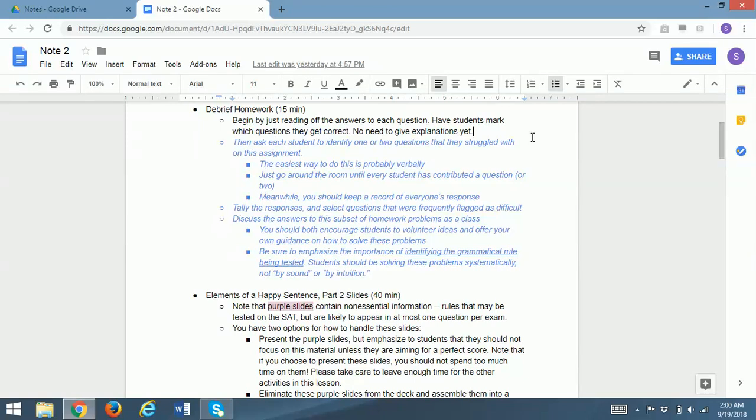So I think probably the thing I listed in blue here is the best bet for really getting an accurate picture of what students struggled with. But you're welcome to try other things, try different things each week. It's up to you.